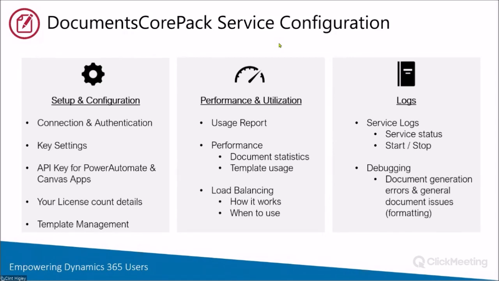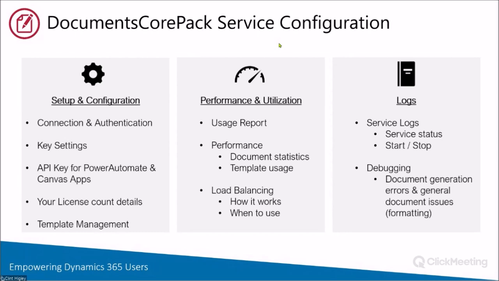The API key is crucial if you're going to use the DocumentsCorePack connector with PowerAutomate or Canvas apps. How do I get that? Also, how do I look at my license? How do I look at my license count details? Template management: how do I manage my templates? Things of that nature.